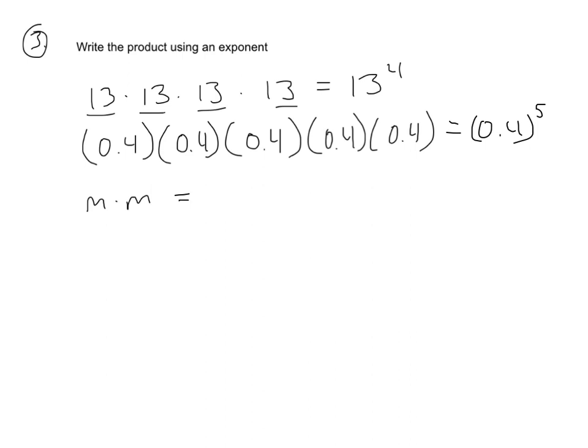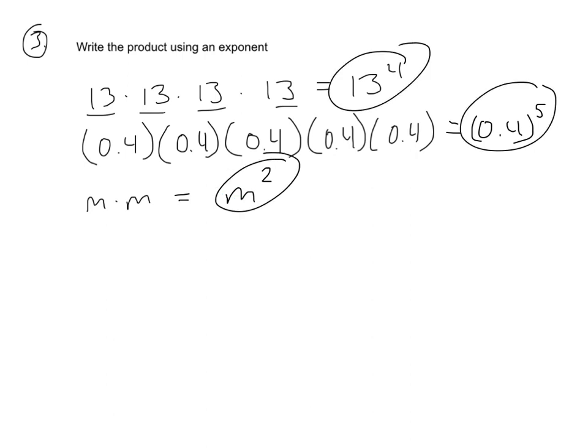And then also m times m, well, m is the base being taken to the second power, so it's m to the second power, or m squared. So there, and there you go.